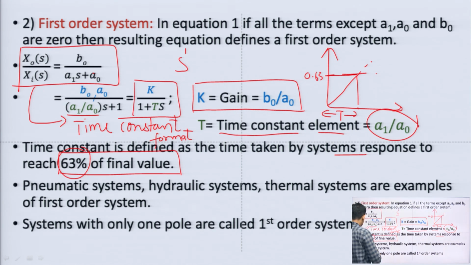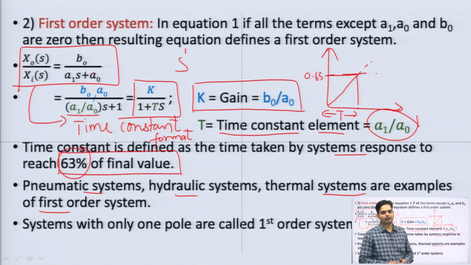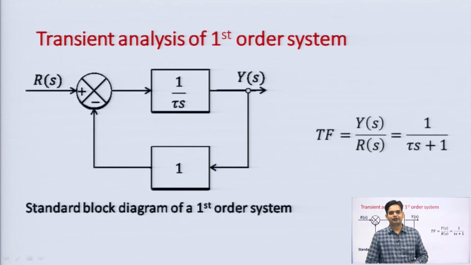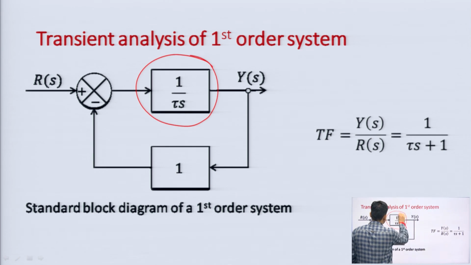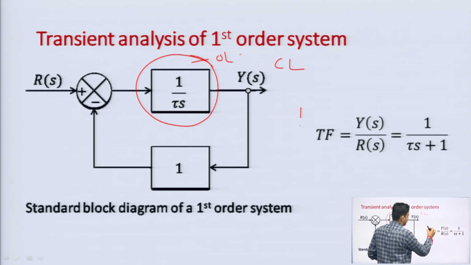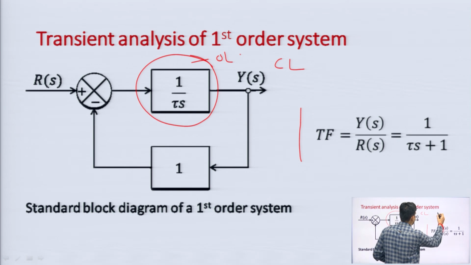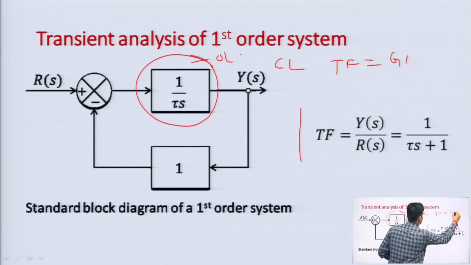Pneumatic systems, hydraulic systems and thermal systems are basically examples of first order systems. Now we will see the analysis of a first order system. Here I am assuming a random first order system is given, whose transfer function is 1 over tau s. This is the open loop. If I apply a unity feedback, this will become a closed loop system, and for the closed loop system I need to calculate the transfer function like this, that is G s over 1 plus G s H s, and then we will obtain the closed loop transfer function.